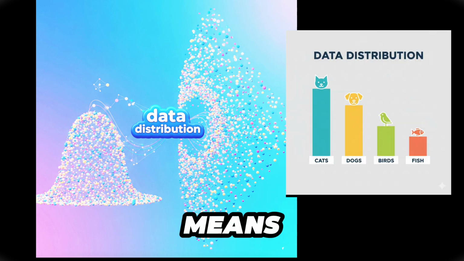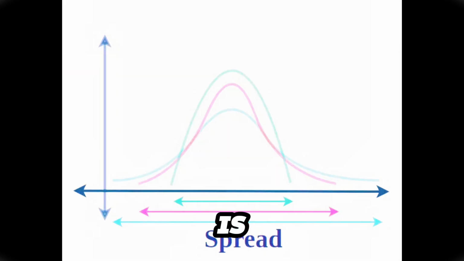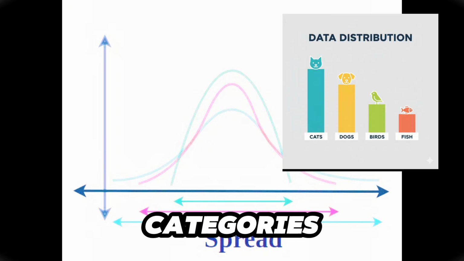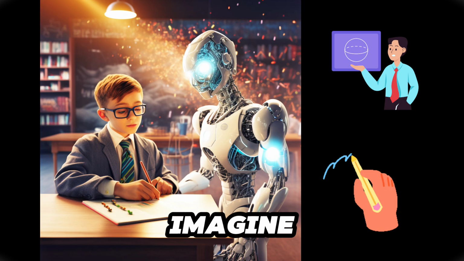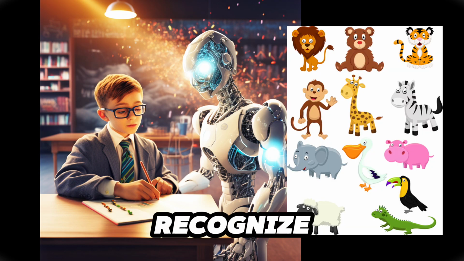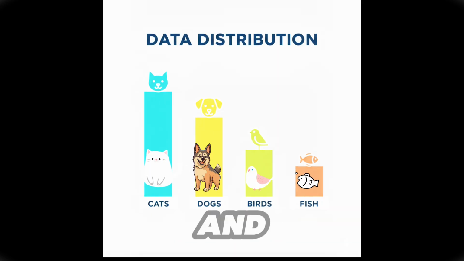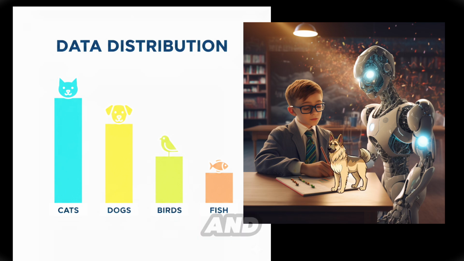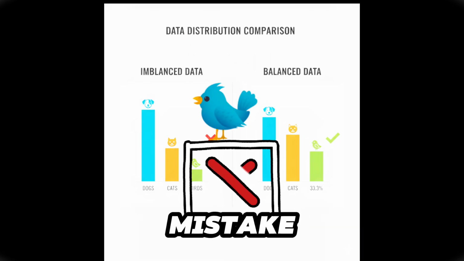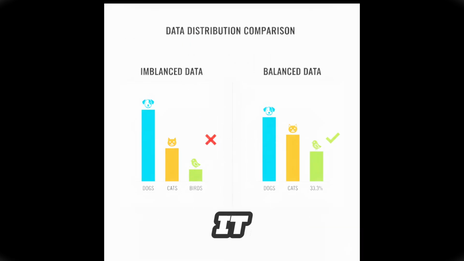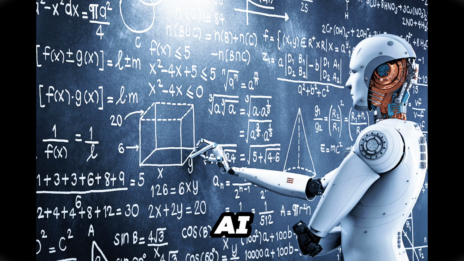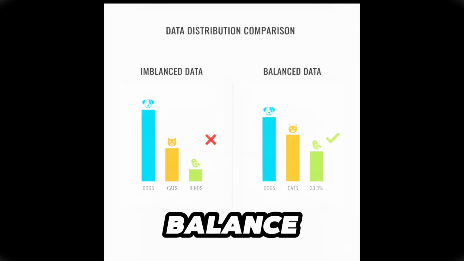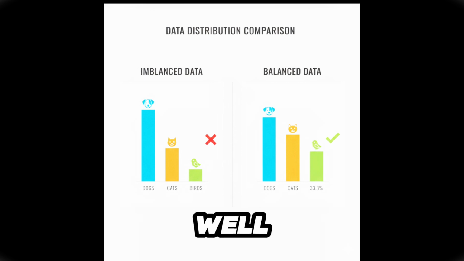It simply means how your dataset is spread across different categories or situations. For example, imagine you want to teach AI to recognize animals, but your pictures mostly show cats and dogs and very few birds or fish. The AI will learn mostly about cats and dogs and may make mistakes with birds and fish because it did not see enough of them. AI learns from the data you give it. So if your data is not balanced, your AI will not work well for everything.